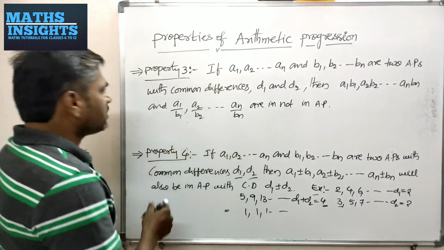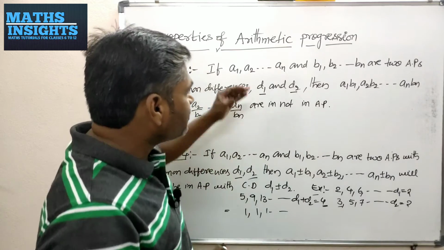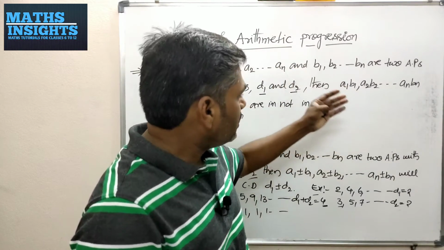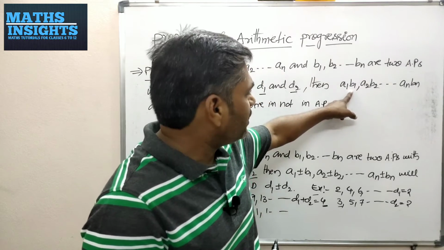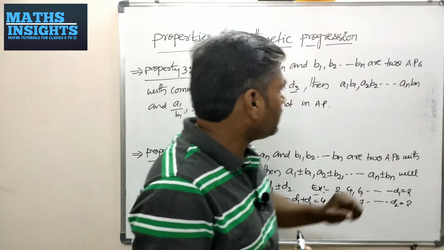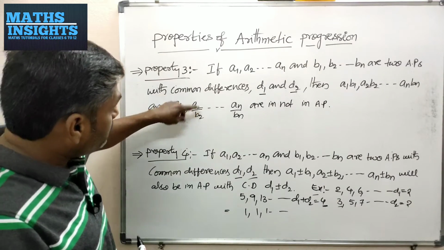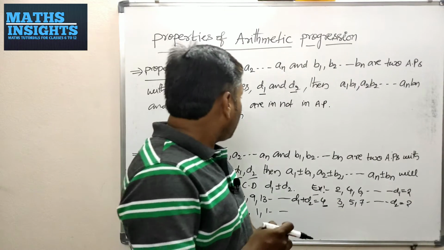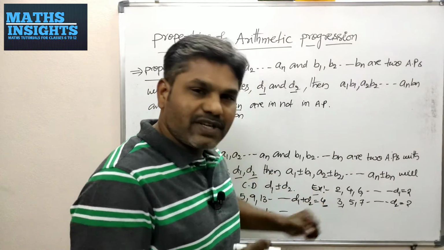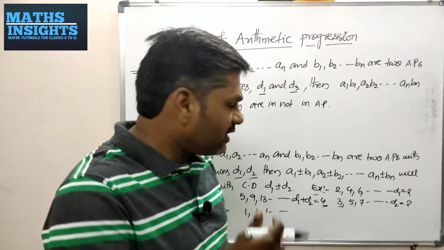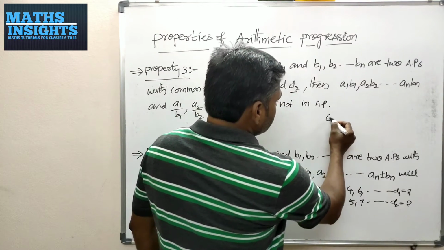You may verify that. I have taken two arithmetic progressions with two different common differences. I multiplied the corresponding terms, A1 B1, A2 B2 and so on, AN BN. A1 by B1, A2 by B2 and so on, AN by BN are not in AP. If you take the same examples, it will become very clear to you. First I am multiplying. 2 threes are 6.